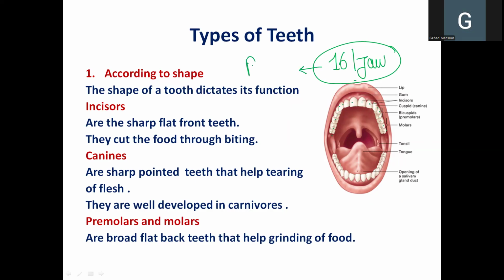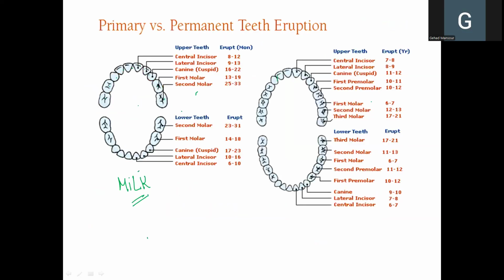This is the number of adult teeth or permanent teeth, whereas 10 only per jaw is the number of milk teeth or deciduous teeth. So here we have 10 per jaw. We have the 4 central incisors, and then we have canines, and then we have 2 molars. So the molars are only 2, and there are no premolars, and these are the major differences.